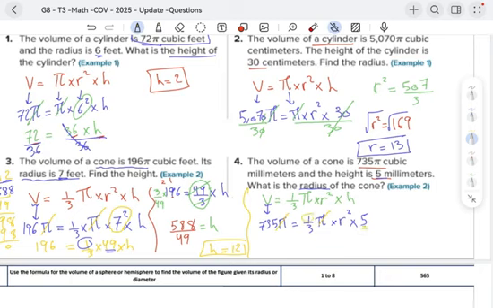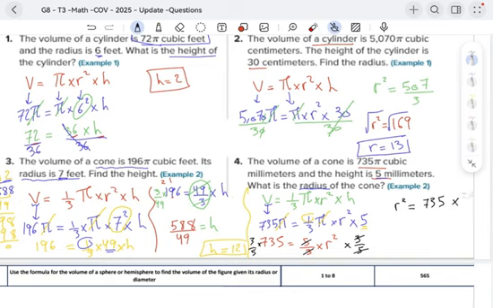Now again, to get rid of the fraction, we're going to multiply by the reciprocal. We have 5 out of 3. The reciprocal is 3 out of 5. We're going to multiply both sides by 3 out of 5. This will cancel with this. We're going to have radius squared equal to 735 times 3 out of 5. So what I'm going to do, I will divide by 5 first, because I know this number is a multiple of 5, and then we're going to multiply it by 3.